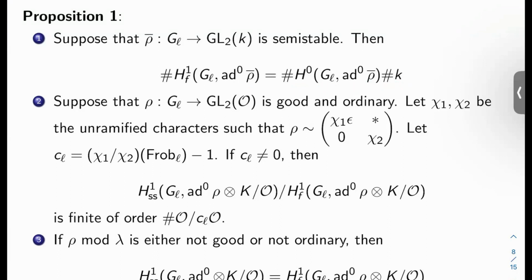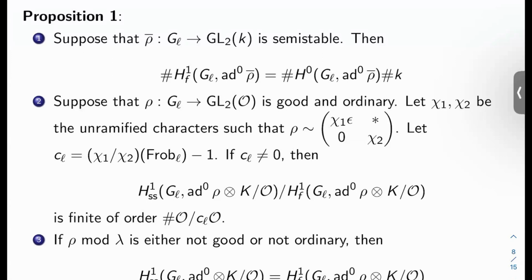Okay. 2. Suppose that rho from GL to GL2 of O is good and ordinary. Let chi1, chi2 be the unramified characters such that rho is behaving like chi1 epsilon star 0 chi2. This is coming from the ordinary definition. Okay. Now we're going to let CL be chi1 over chi2 for Frobenius L minus 1. If CL isn't 0, then H1SS of GL ad 0 rho tensor K mod O over H1F GL ad 0 rho tensor K mod O is finite. And in fact, I can tell you the order. It's the cardinality of O mod CLO.